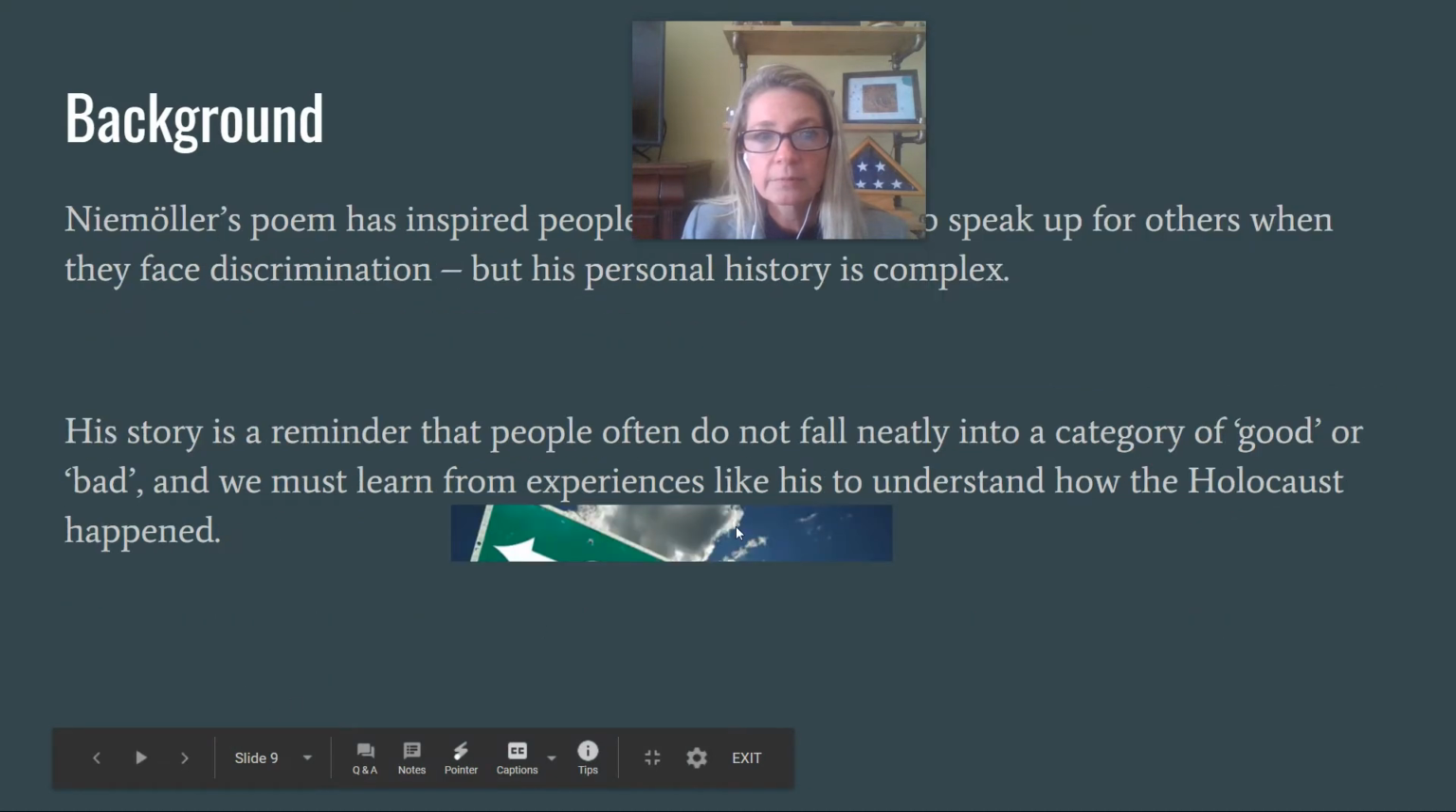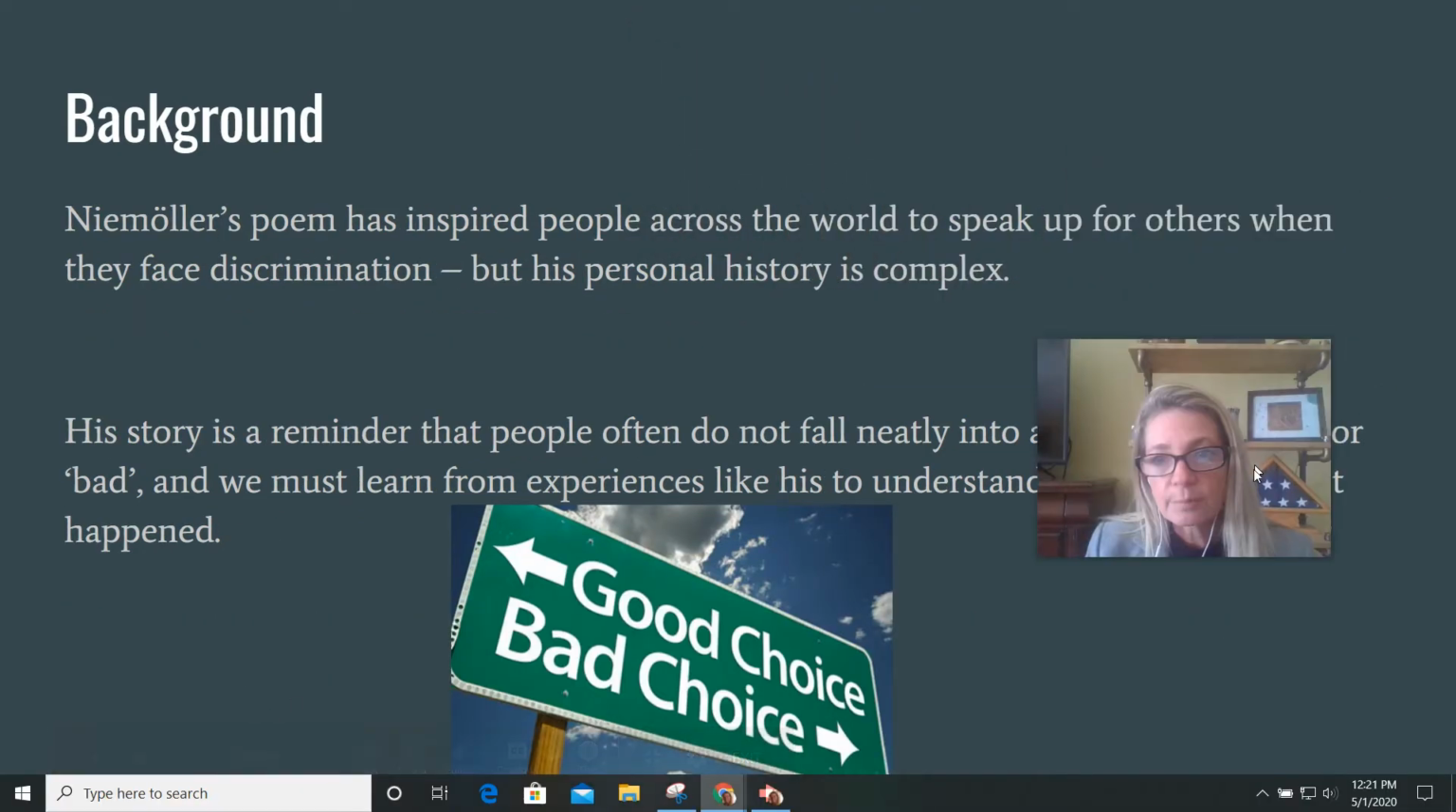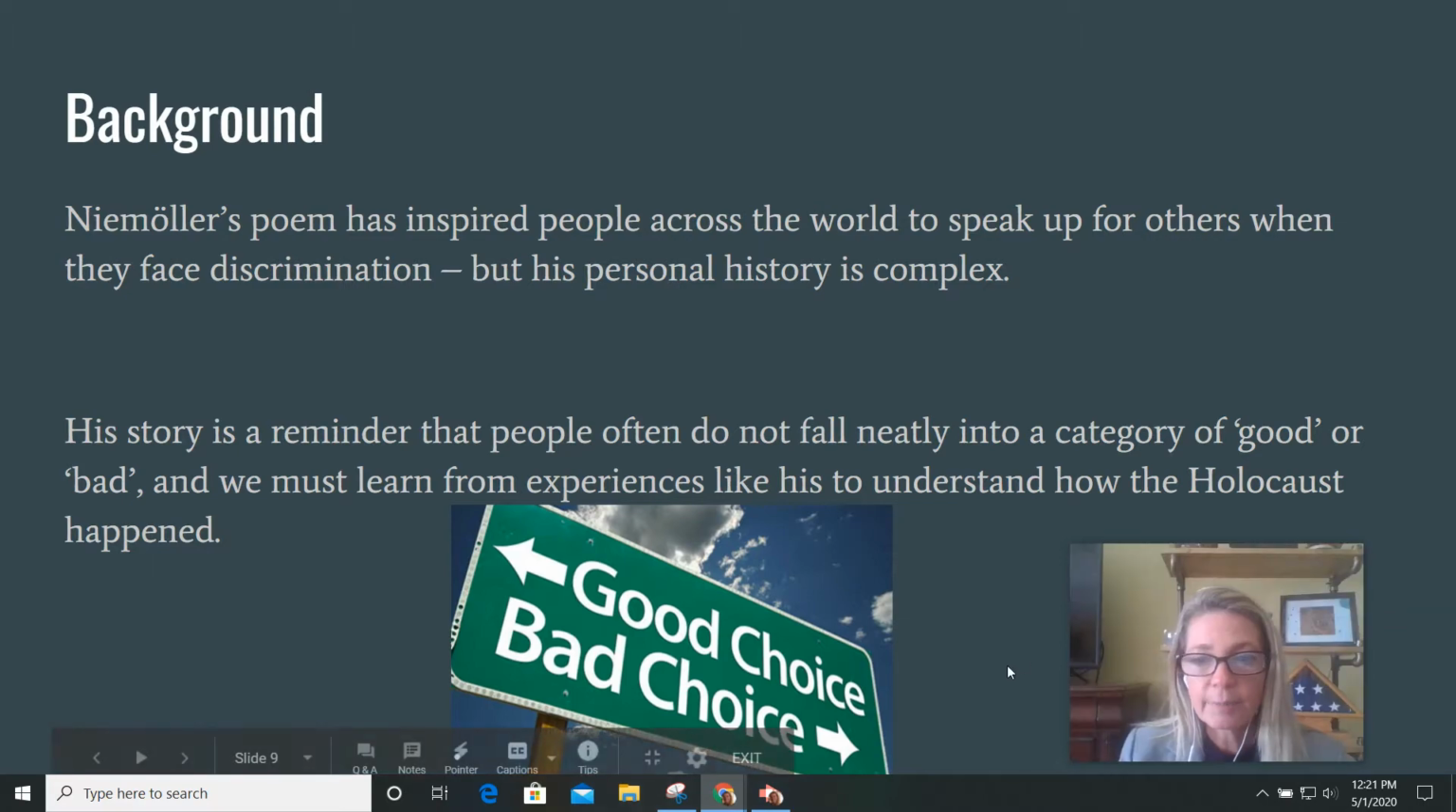So this poem that we're about to read has inspired people across the world to speak up for others when they face discrimination. But his own history is complicated. His story is a reminder that people don't always fall into a category of good or evil. We must learn from his experiences to understand how people allowed the Holocaust to happen.